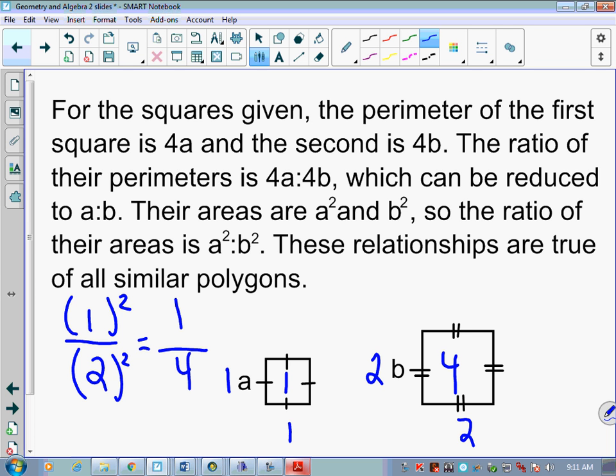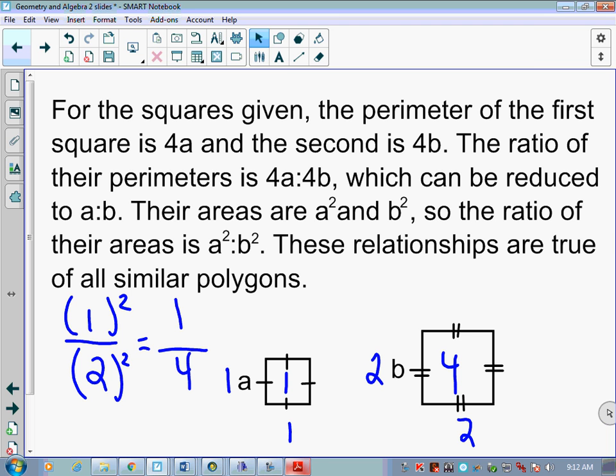So if this had been 1 and this had been 3, that would have given me an area of 1 and an area of 9, right? So the scale factor would have been 1 to 3. I would have taken the 1 and squared it. I would have taken the 3 and squared it. I still would have gotten 1 to 9. Okay? All right.